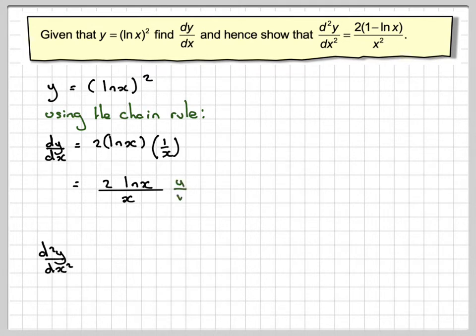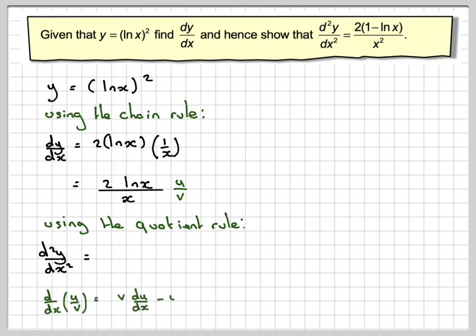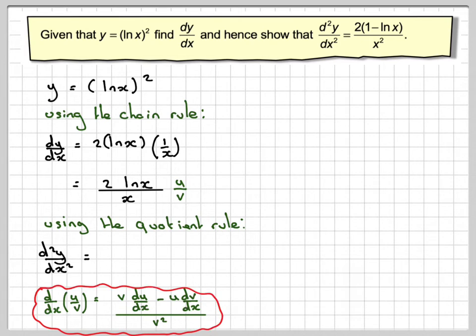Right, to find the second derivative, this is type u over v, so we'll use the quotient rule. Now the quotient rule is actually on the formula booklet, but you should really know it. So it's v du by dx minus u dv by dx, over v squared.